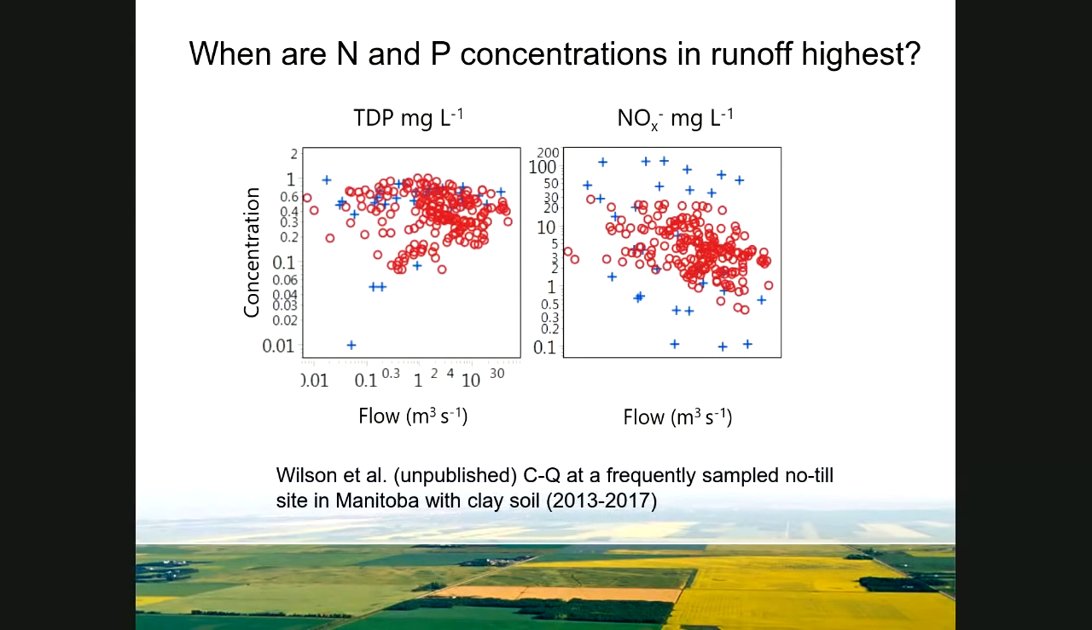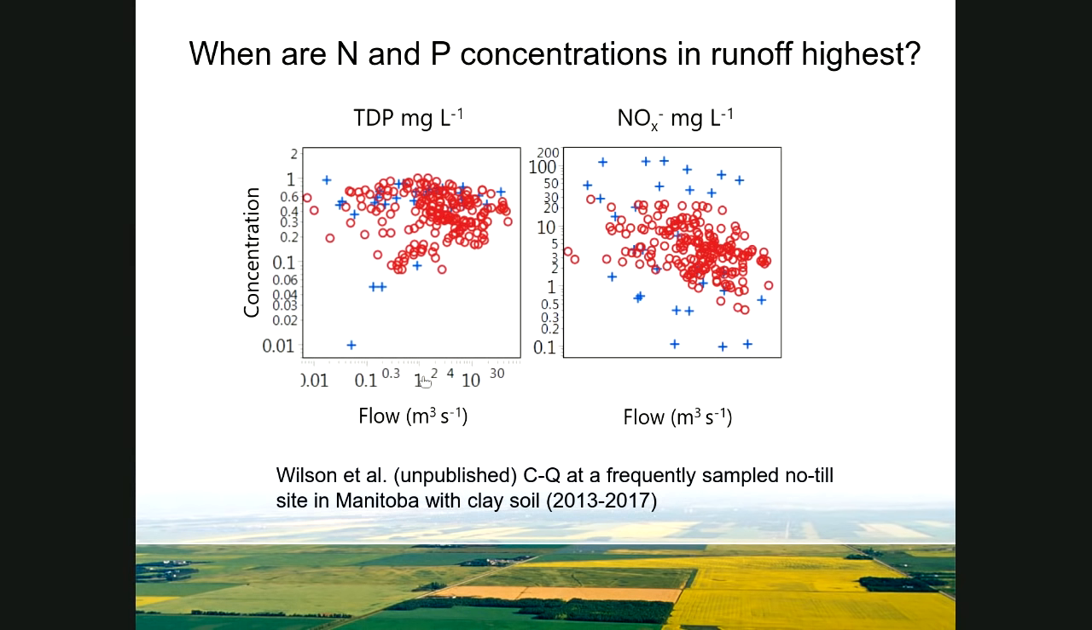So what's shown on this slide, coming back to thinking about when nitrogen and phosphorus concentrations are highest when we're talking about edge of field runoff. What's shown here are concentrations of dissolved phosphorus and nitrate measured in samples collected over 5 years at one of our more intensively sampled sites. And the scales on each axis are logarithmic, with concentration on the y-axis and flow rate on the x-axis.